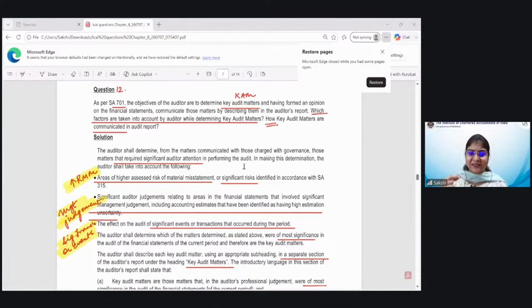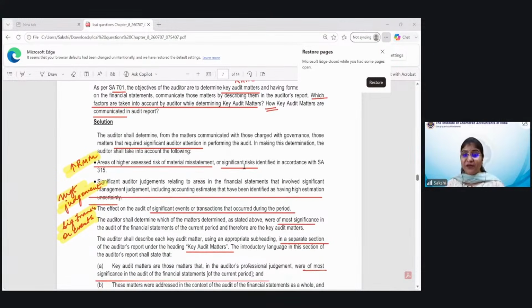Second, where he thinks that the management's judgment is not appropriate. The estimation the management has made, the provision for bad debts they have made is 10%. No, it should be 25 to 50, or could be 40%. So there is a lacking. The accounting standard is not being used properly, the accounting policy is not appropriate. So they say significant auditor's judgment relating to areas in the financial statements that involve significant management judgment, including accounting estimates that have been identified as having high estimation uncertainty.